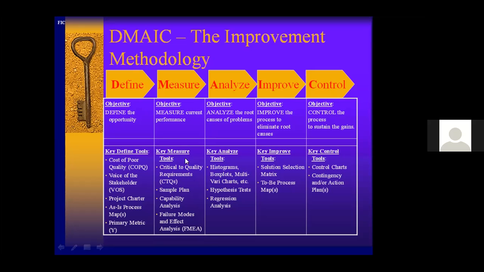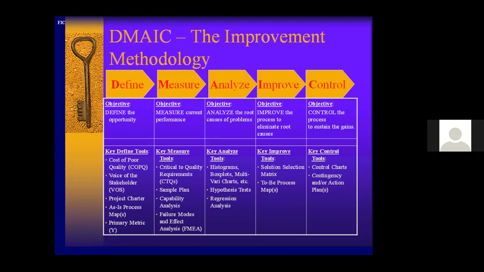And there are tools to analyze those, like histograms, box plots, multivariate charts, hypothesis. Hypothesis can be set up, regression analysis. Then there are a lot of statistical tests which help us to analyze. And statistical analysis normally is a major portion of this phase. Then improve, because you have analyzed, आपको पता चल जाता है कि कौन-कौन से critical हैं.